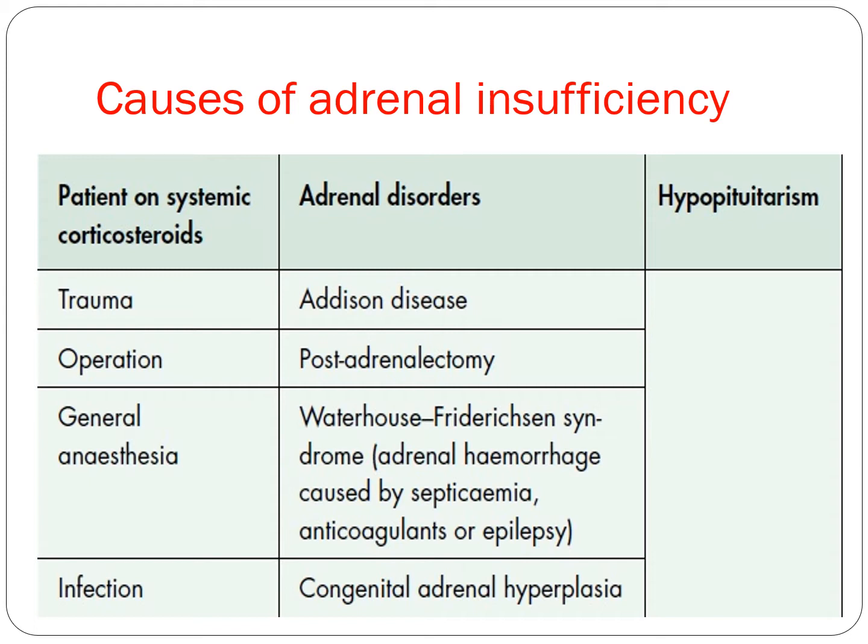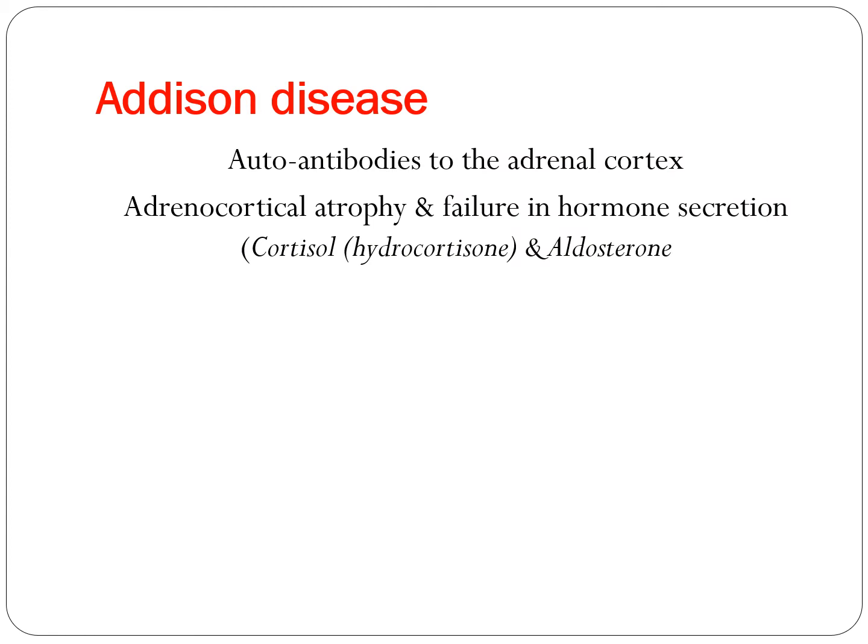Adrenal disorders like Addison disease, post-adrenalectomy, and what else was the malfunction syndrome, and congenital adrenal hyperplasia. These are the main adrenal disorders we can see. Next one is Addison disease. Autoantibodies cause adrenocortical failure and failure of hormone secretion. So that will lead to Addison disease.